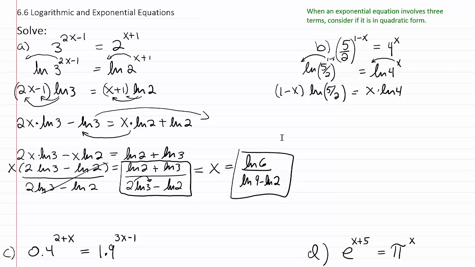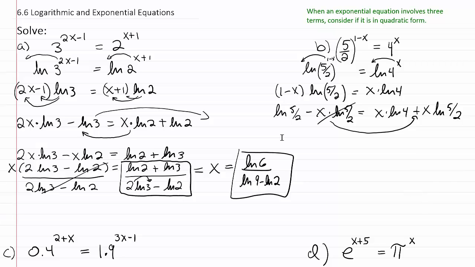Then we can distribute in the ln's, so we'll have ln of 5 halves minus x times ln of 5 halves is equal to x times ln of 4. I'm going to bring this guy over to the side so that it becomes positive and so that the x is joined with the other x, right? So to get the x's on one side of the equation.